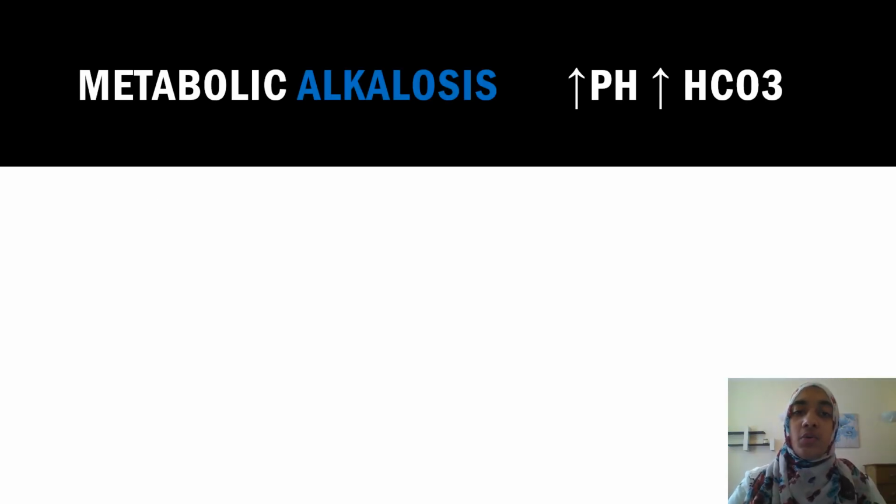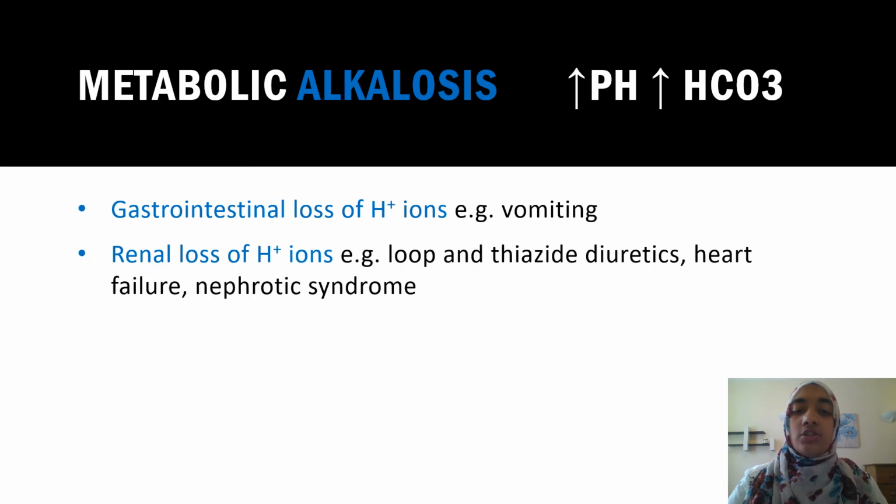So what are some of the things that can cause a metabolic alkalosis with a high pH and a high bicarbonate? So the clue's in the name. It's an alkalosis caused by a metabolic cause, i.e. things to do with the balance of ions in the body. And it tends to be because of a loss of hydrogen ions rather than a gain of bicarbonate ions. And this can be gastrointestinal loss, which is commoner, or loss from the kidneys. So gastrointestinal loss of H+ ions, the commonest cause of this is vomiting, and this is what we saw with Mrs. Yellow's ABG. Or you can have renal loss of H+ ions, for example through certain types of diuretics, heart failure, or nephrotic syndrome.